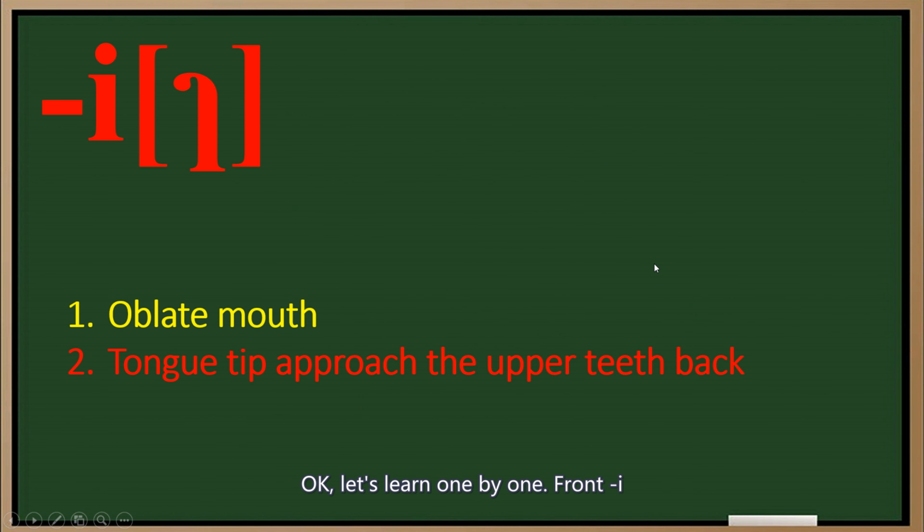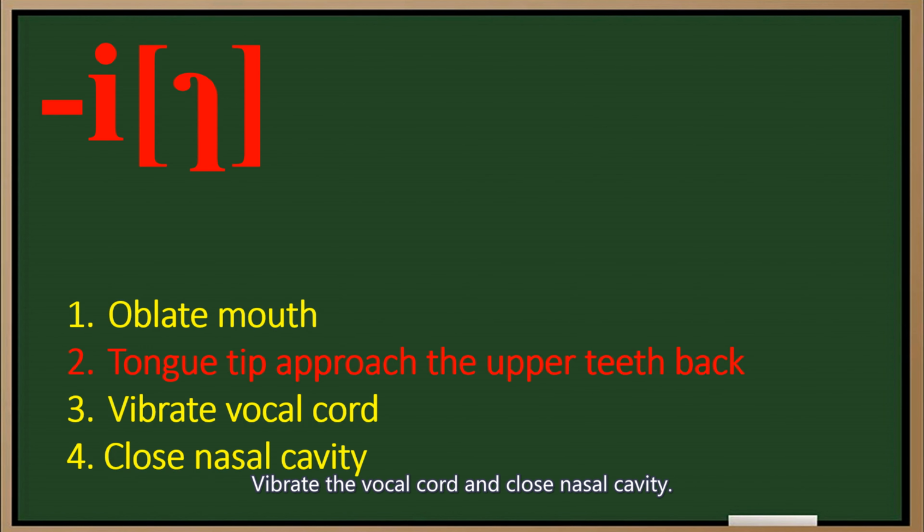Okay, let's learn one by one. Front E. The mouth shape is unrounded mouth. Your tongue tip approaches the upper teeth back, vibrate the vocal cord, and close nasal cavity. Okay, this is front E.